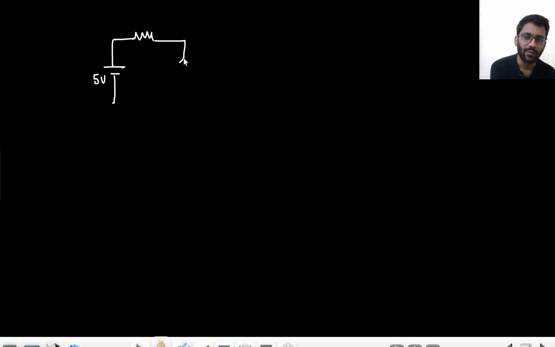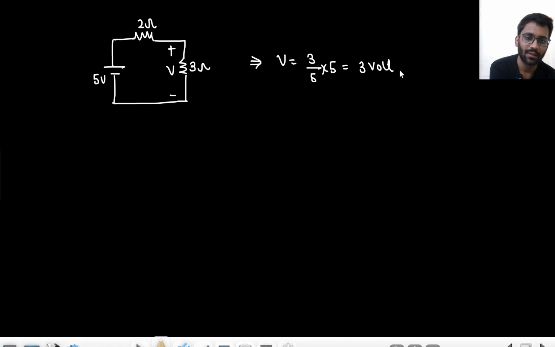What is V? V is the voltage across the 3 ohm. Basically V is your voltage across 3 ohm. This is 3 ohm and this was 2 ohm. So what will be the value of V? That will be 3 by 5 into 5, that means 3 volt. Well and good, easy question.